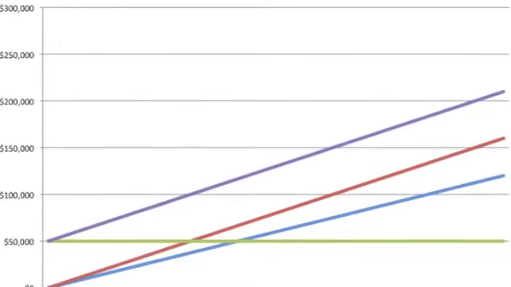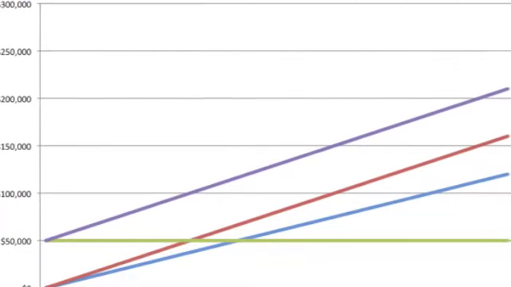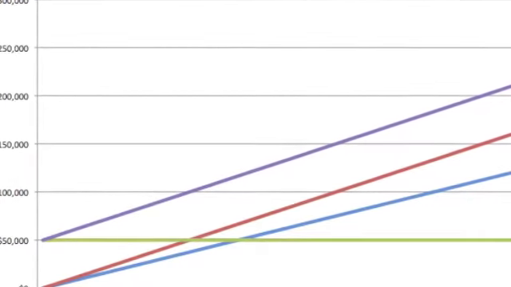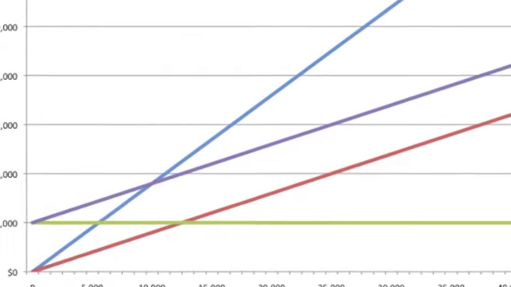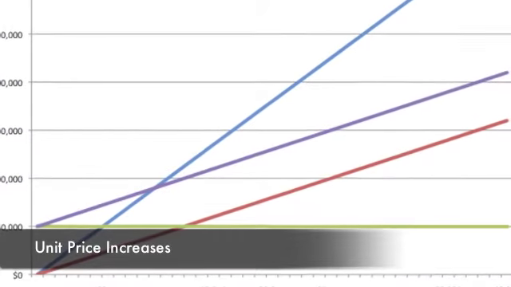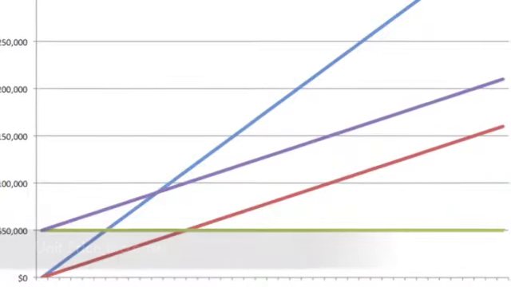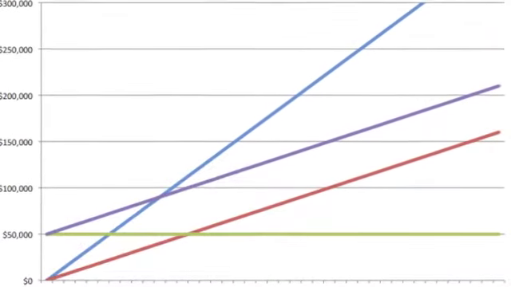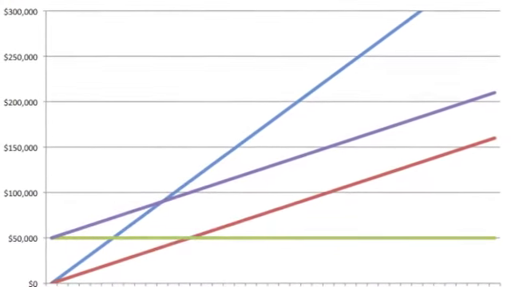When price decreases, the cost is not affected. However, the total revenue will decrease, which lowers the profit or increases the loss. When the price increases, the cost is also not affected. The total revenue will increase, which increases the profit or lowers the loss.